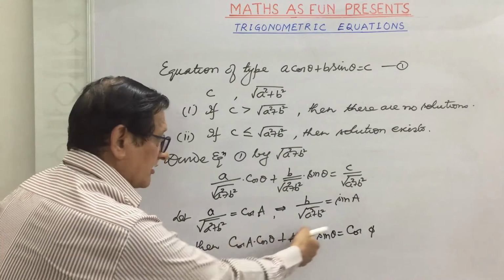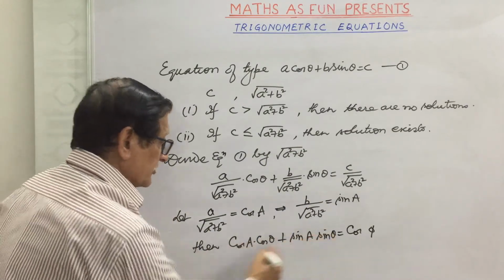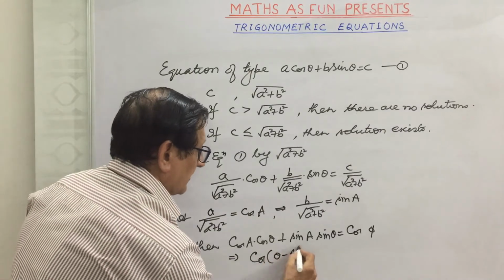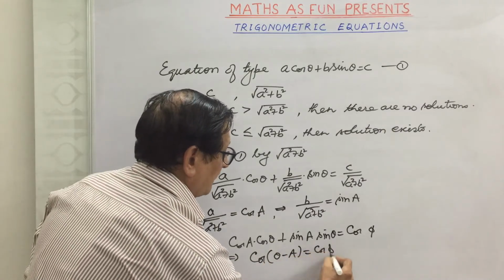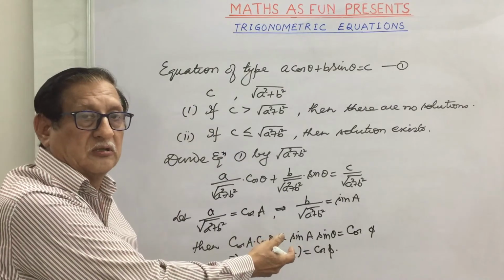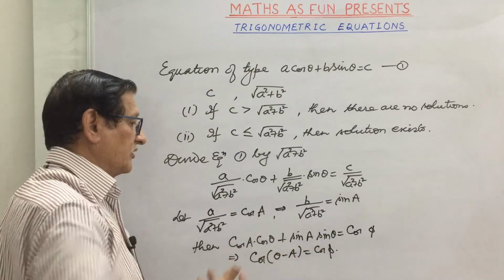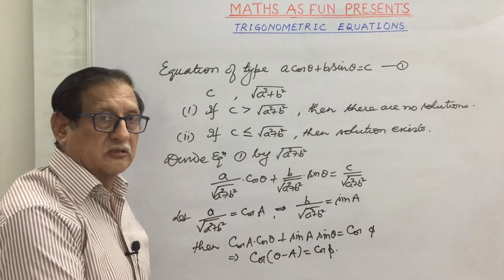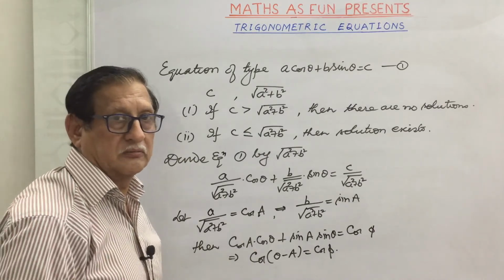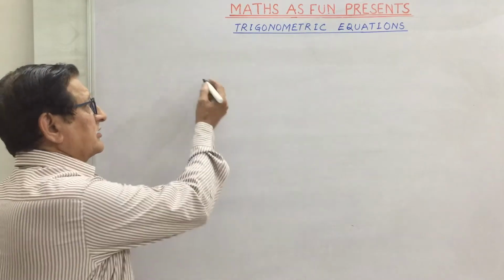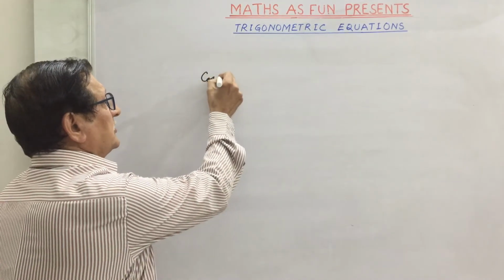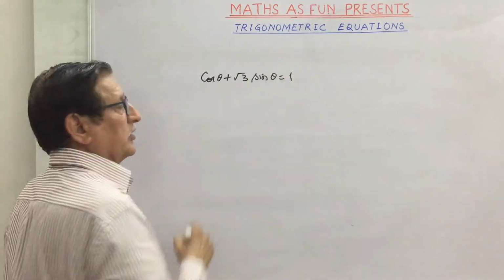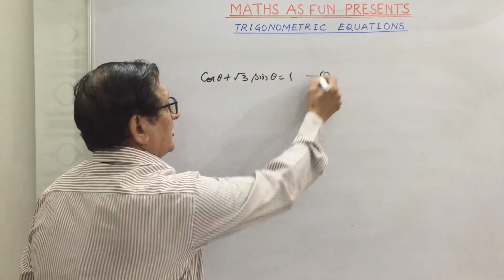And when we write it like this, we find the equation can be converted in the form of cos of theta minus a is equal to cos of phi, and then using the formula of general solution we can find out the value of theta. Let's learn it through some example. We take the example as cos theta plus root 3 sin theta equal to 1. This is equation number 1.